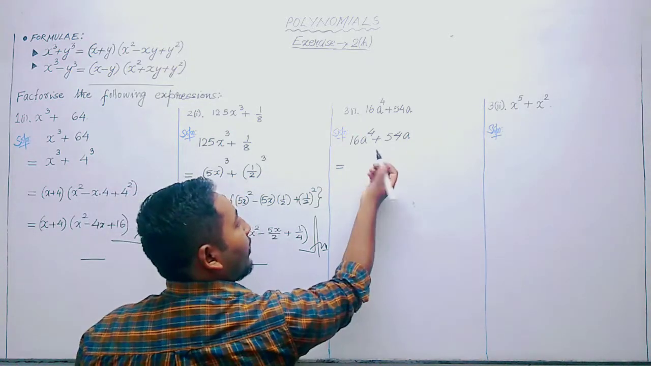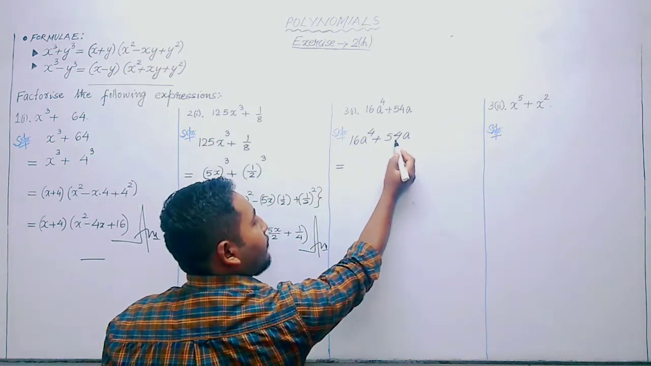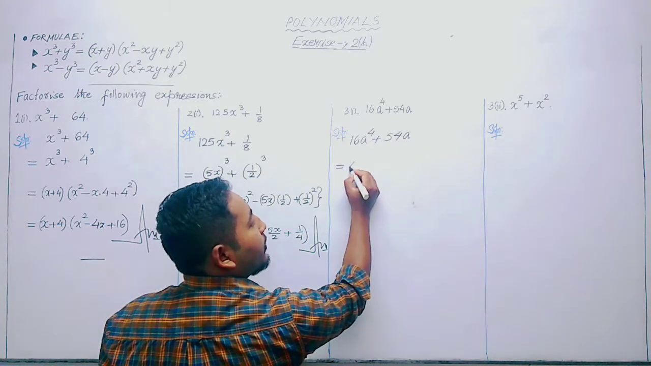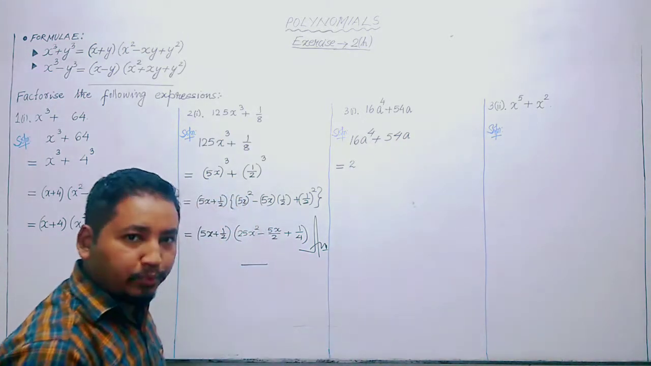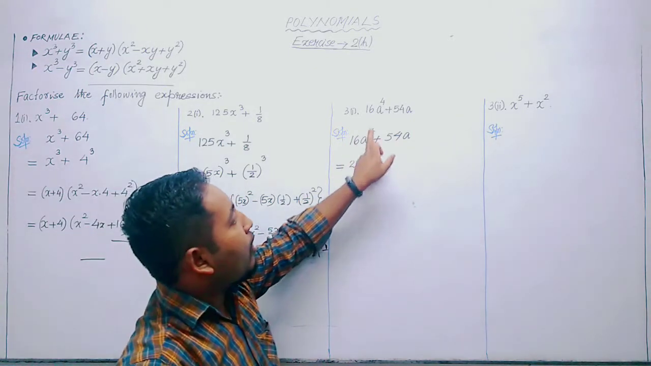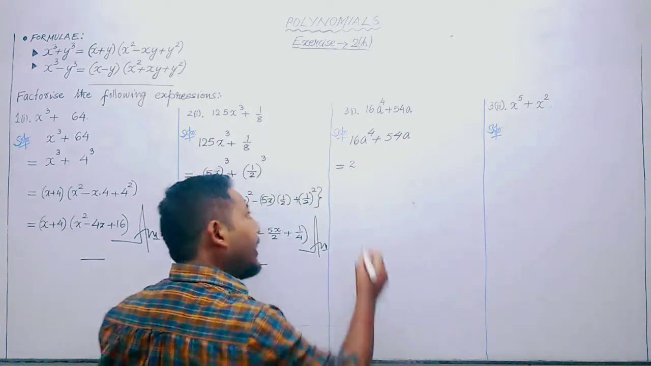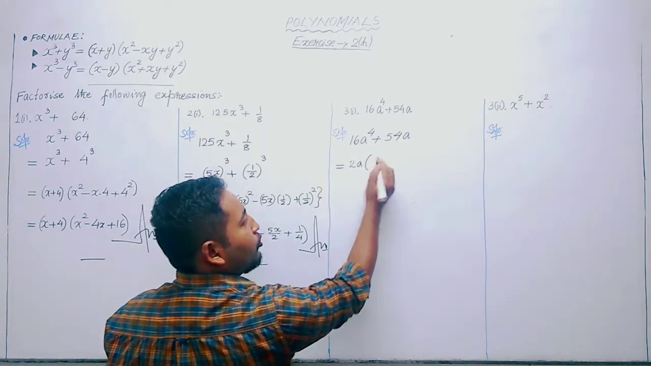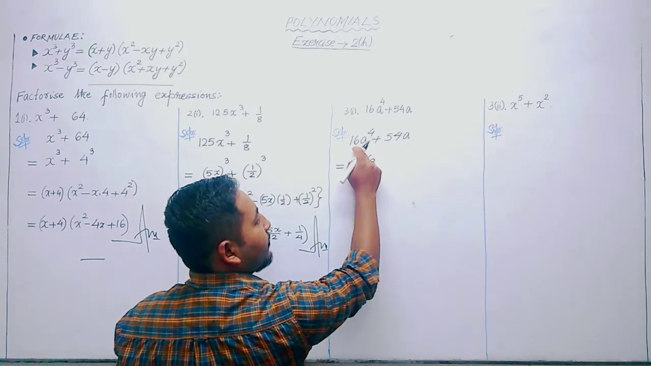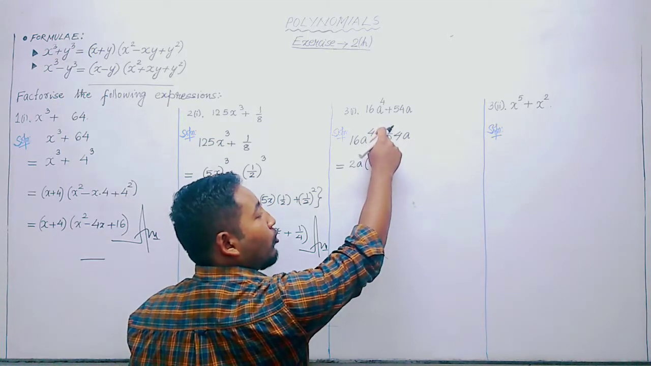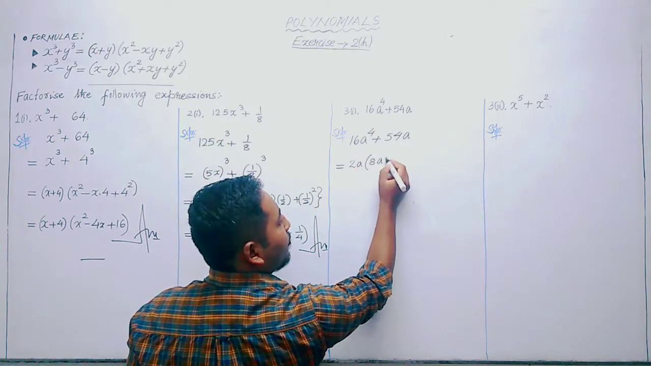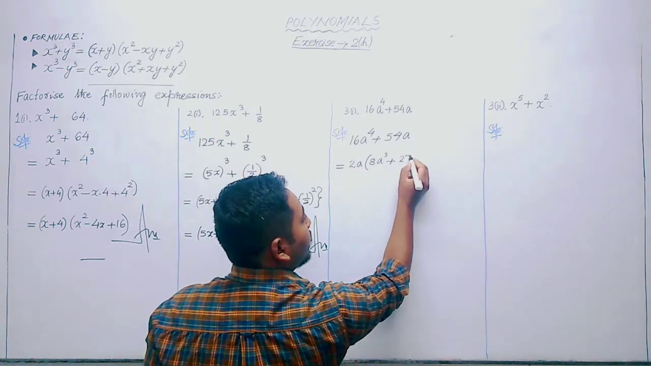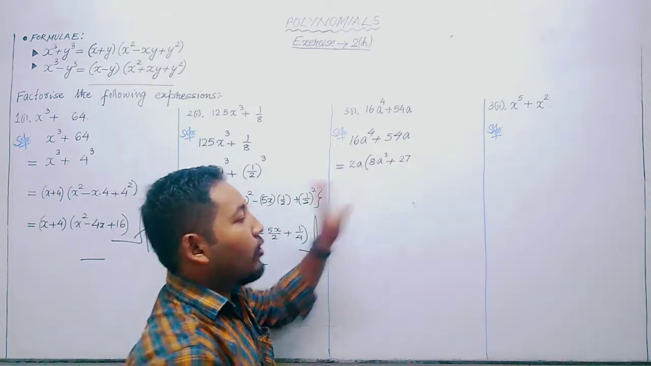Now, if you look at 16 and 54, what is common? I can clearly see that the common factor is 2. And from a to the power 4 and a, what is common? a is common. Okay, no problem. From 16, I have taken out 2, 2 8s are 16. From a to the power 4, I have taken out 1a, so I'll get a to the power 3 plus 2. How much is 54? 2 27s are 54, and a is already outside.